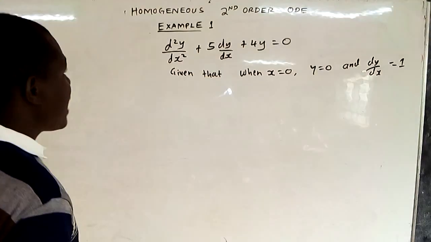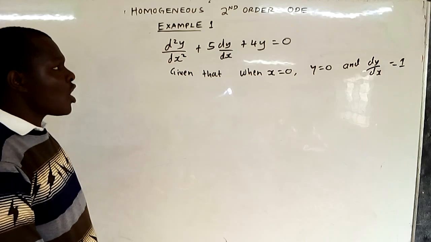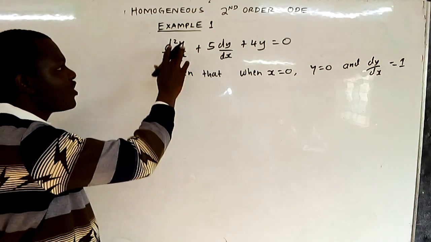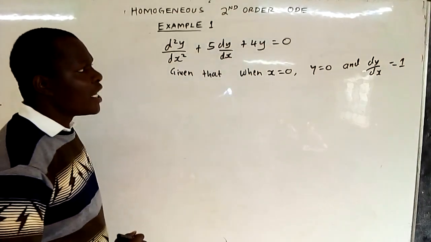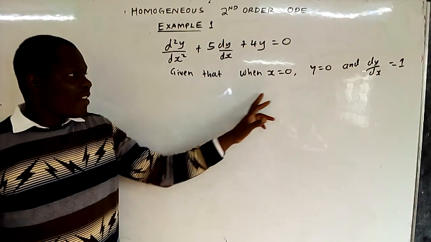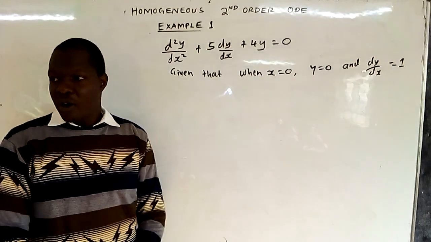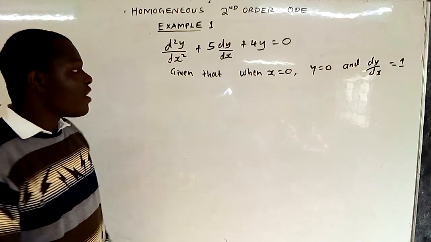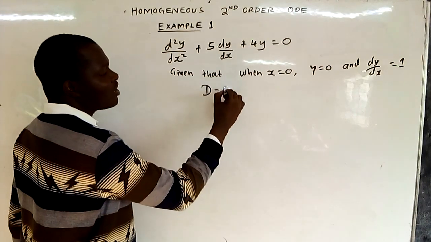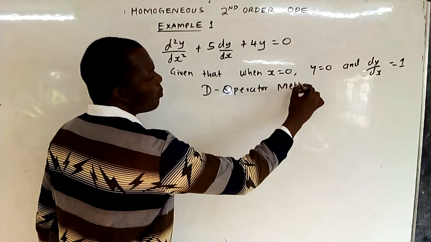So example number 1: use the method of undetermined coefficients to solve the differential equation d squared y over dx squared plus 5 dy over dx plus 4y equals 0, given that when x is 0, y is 0, and dy over dx is 1. Now the first thing in the method of undetermined coefficients is the D operator method.